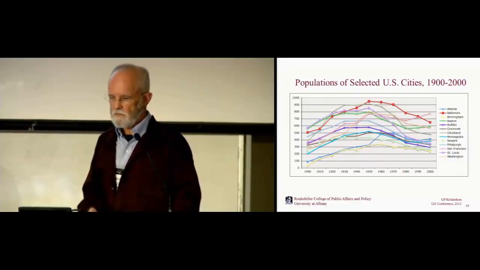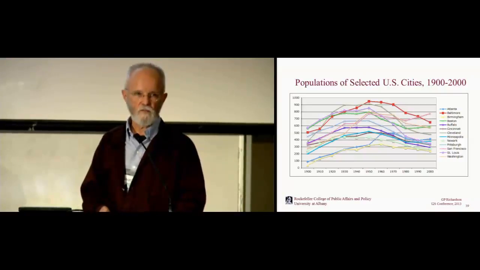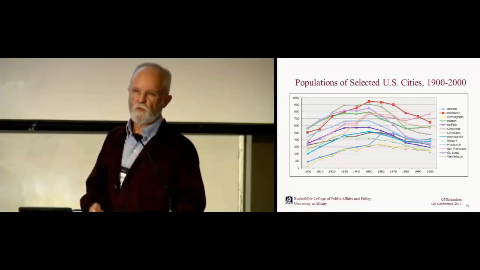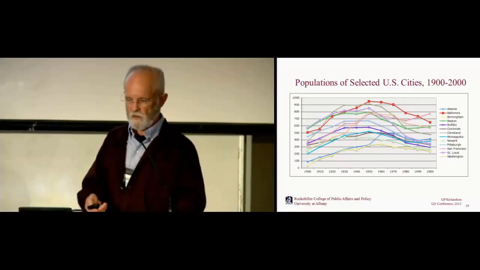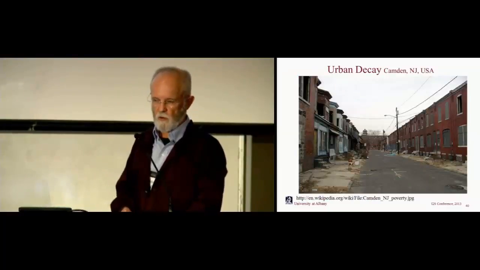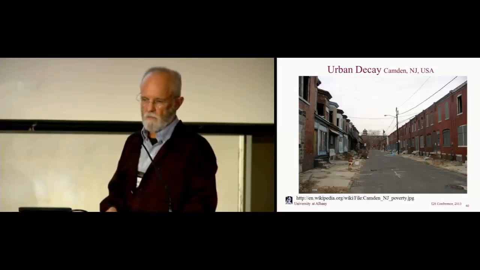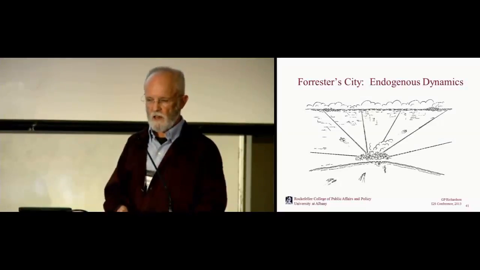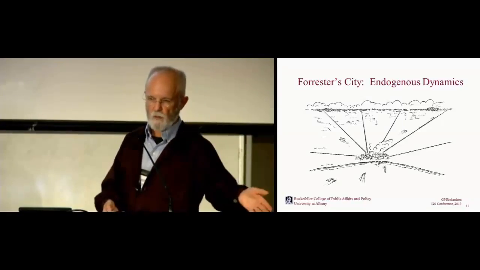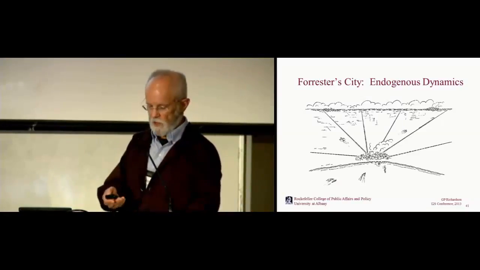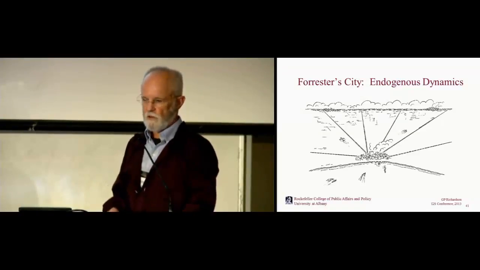Here's 12 more cities in the United States that show exactly the same phenomenon. And systems thinkers would want to know, why the heck is that happening to all these very different cities? And this is what urban decay looks like in central cities. Forrester's city was sitting on a limitless plane because he said he didn't want the external environment to influence what was going on in the city. He wanted to derive urban dynamics from policies within the city.